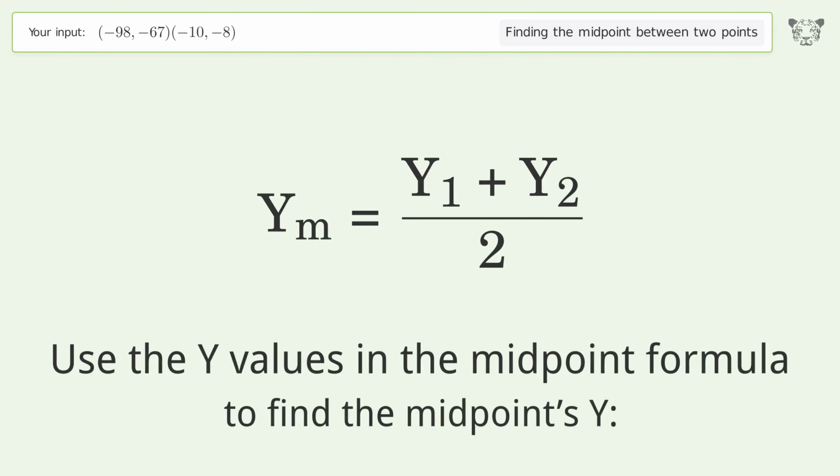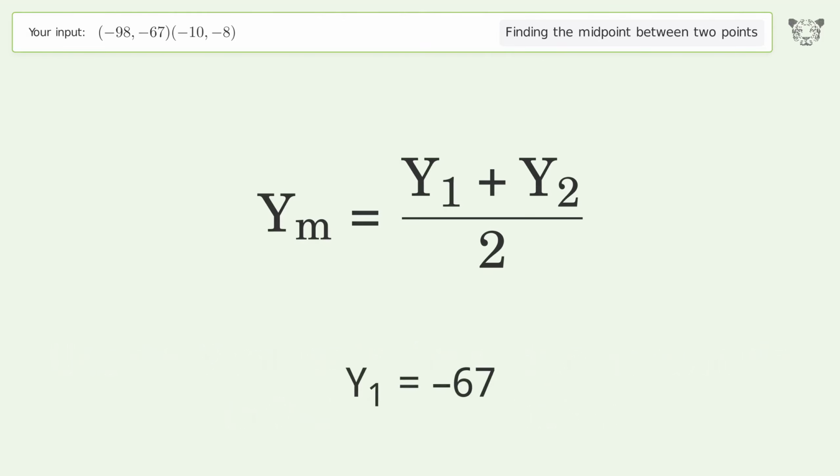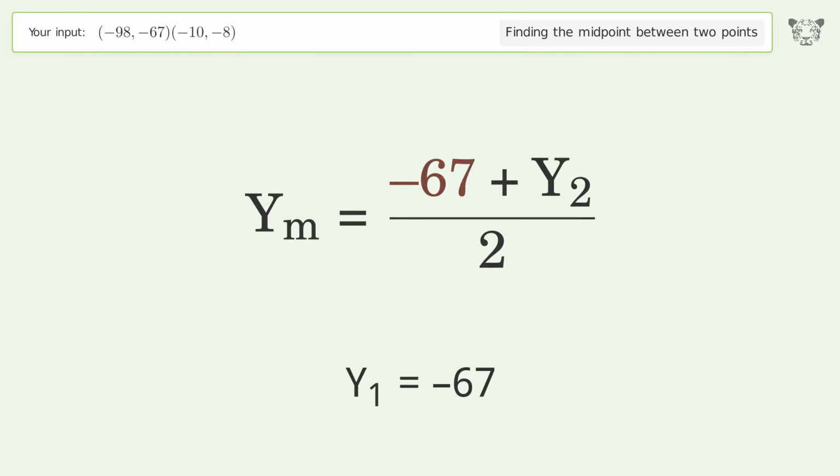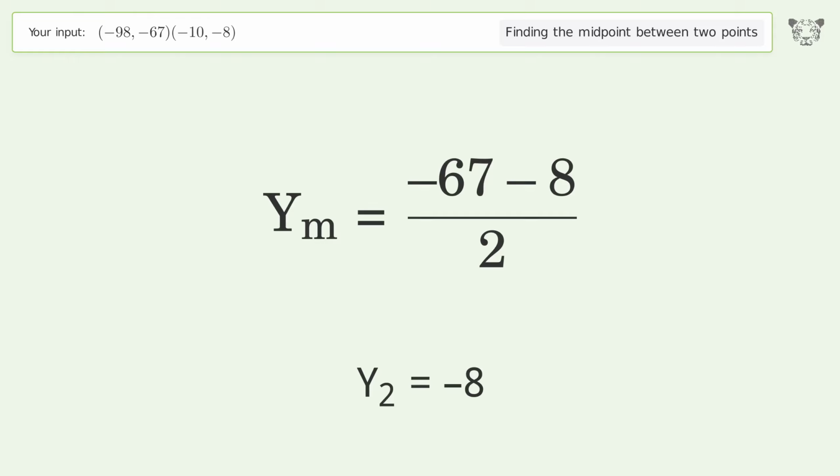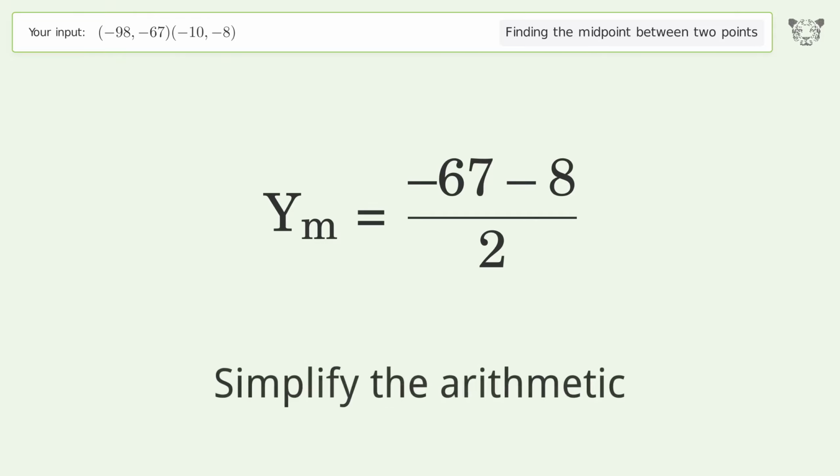Use the y values in the midpoint formula to find the midpoint's y. y1 equals -67. y2 equals -8. Simplify the arithmetic.